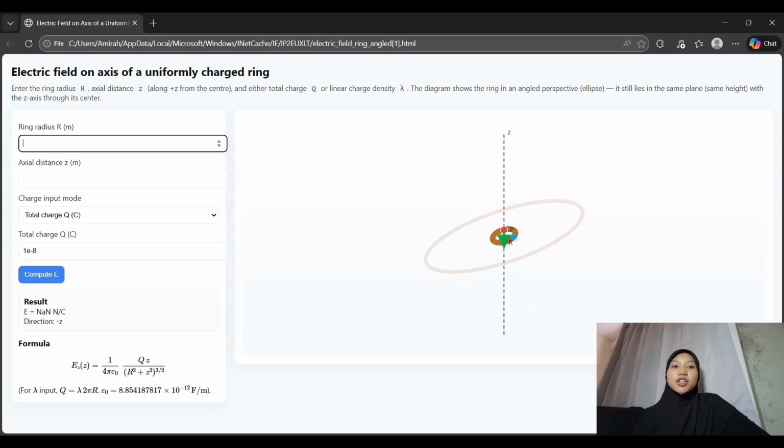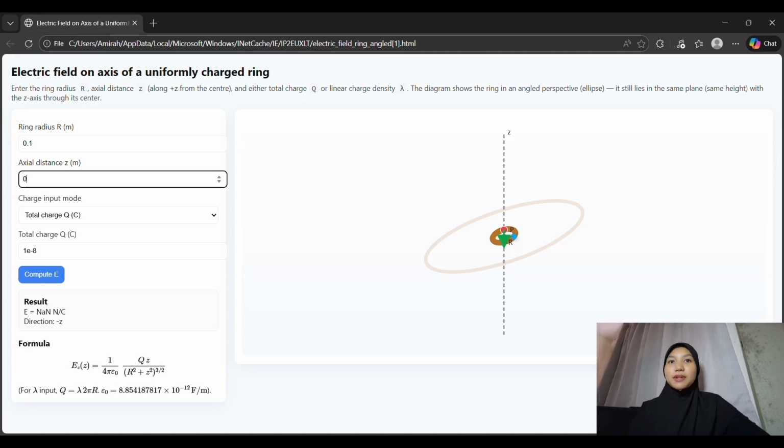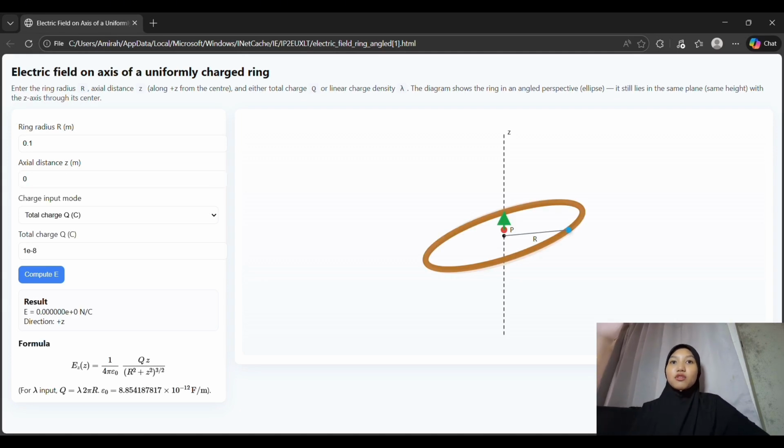Now, I will demonstrate how our application behaves with different input values and verify that the results are correct according to the theory. First, I will put a radius r equal to 0.1 and keep the distance z equal to 0. When I push the button E, you can see that the value of E is 0. And we can see the green arrow is so small that it looks like it has disappeared.